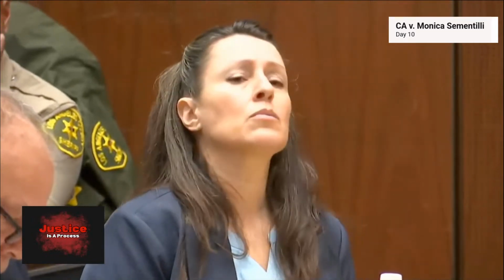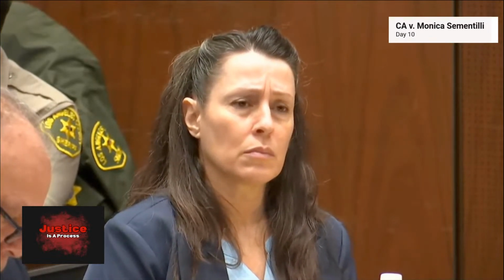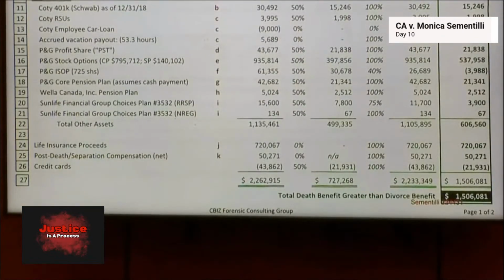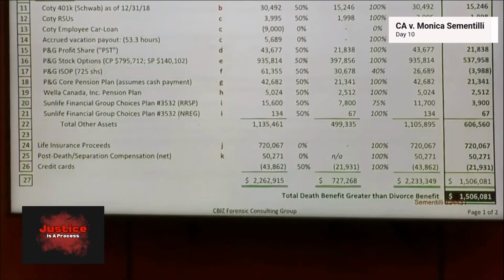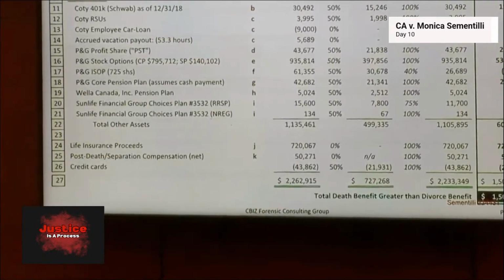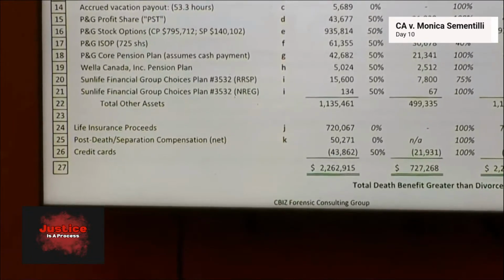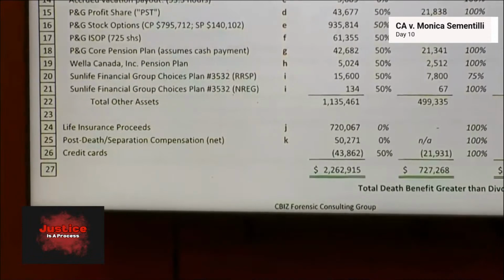The life insurance proceeds are only the life insurance proceeds that are payable to Ms. Sementilli. These don't include the life insurance proceeds that were payable to any other party. And obviously in divorce, none of these are payable to Ms. Sementilli, because these are all term life policies. If they had been whole life policies that had cash surrender value, that would not be the case, but they did not have whole life policies. So therefore, it's zero in a divorce scenario, or the full amount on death.